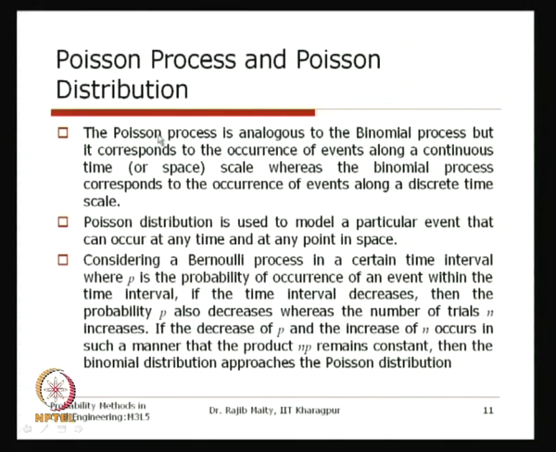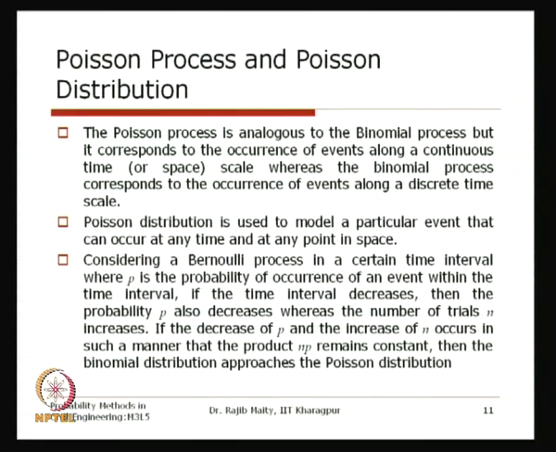Now, when we are talking about this Poisson process, this is generally on a continuous time scale, a time scale over which this particular event is occurring. So what you can say is that over a particular span of time, what is the possibility of the number of outcomes of a particular event.